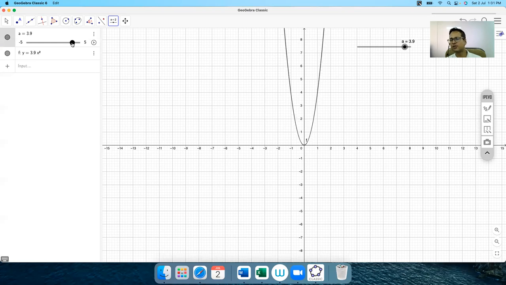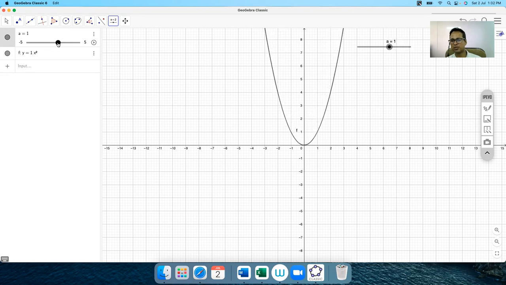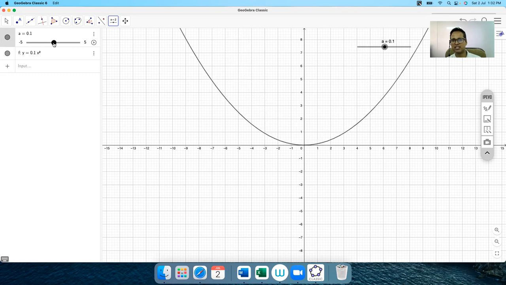So it is basically influencing the concavity of the graph. Later on, you will realize that this has something to do with the double derivative. As of now, I'm not going to use very technical terms of calculus because you have not done calculus. And if I go backwards, say back to 1 again, it's opening up. And if I start going towards fractional values, it is becoming fatter and fatter.